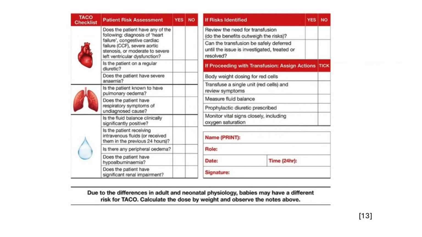Okay, so this is the TACO assessment. We look for risk factors such as congestive cardiac failure, aortic stenosis, LVSD, anything relating to pulmonary edema, use of diuretics, and any renal impairment or hypoalbuminemia. Our patient had a lot of these: CKD, congestive heart failure, taking furosemide and a low albumin. So he was a very, very high-risk patient.